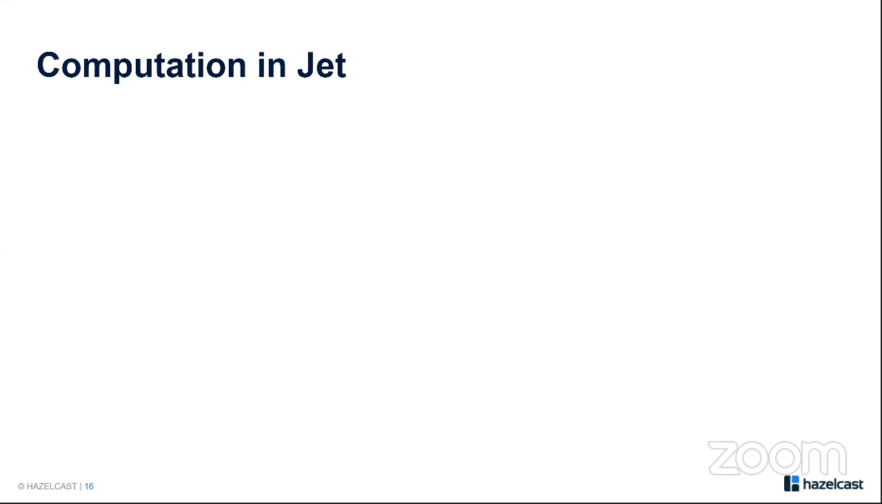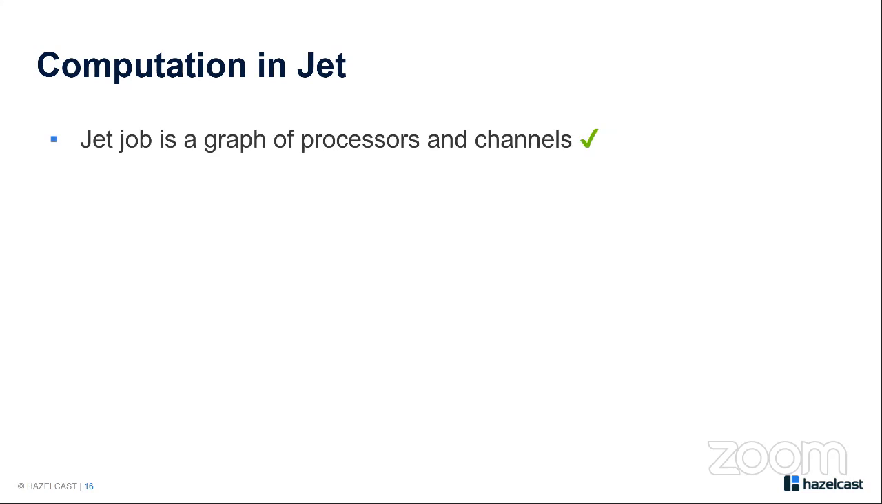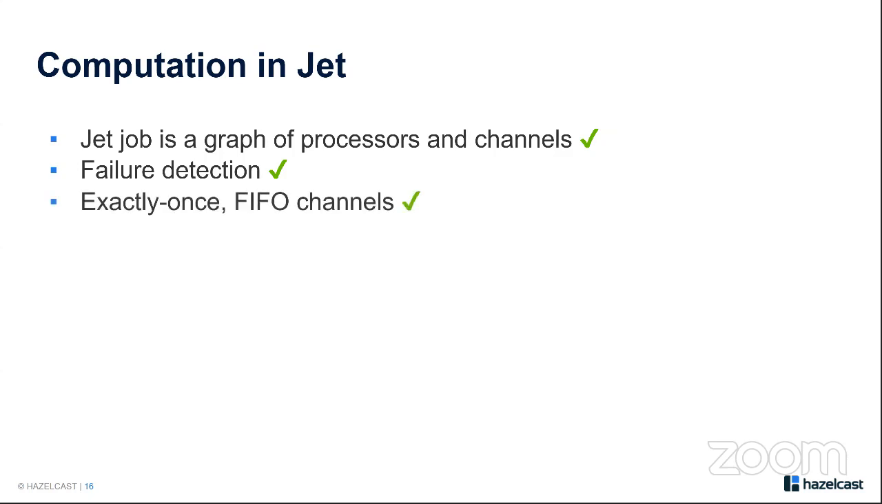Now I will talk a little bit about the directed acyclic graph and the model, because that's important to understand. Computation in JET is a graph of processors. That's what we call the processes and channels. So this fits the algorithm. Tick. We have failure detection, so the algorithm doesn't have to care about failures. It runs without failures. If there is a failure, we can tear down the application. It has exactly-once and first in, first out channels, so that's also okay.